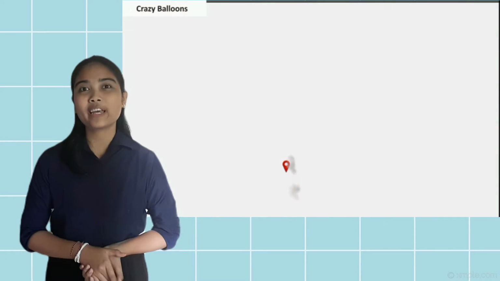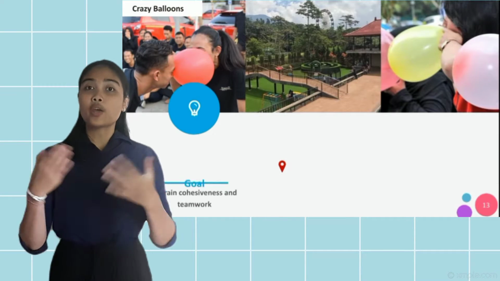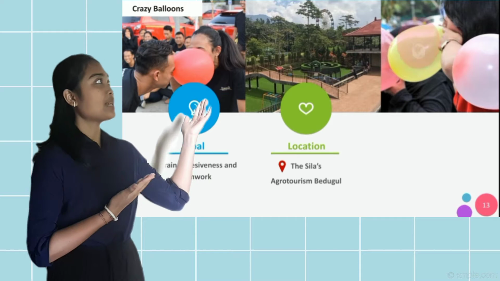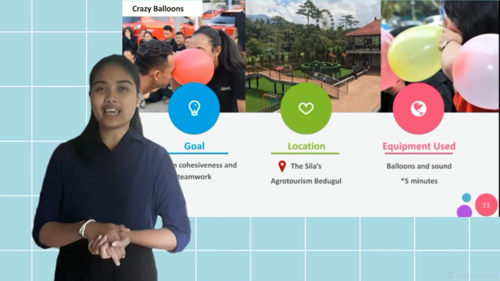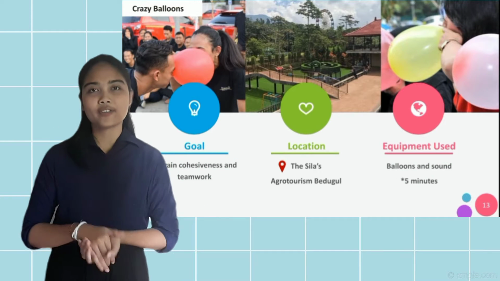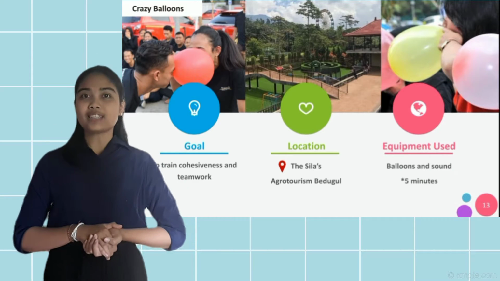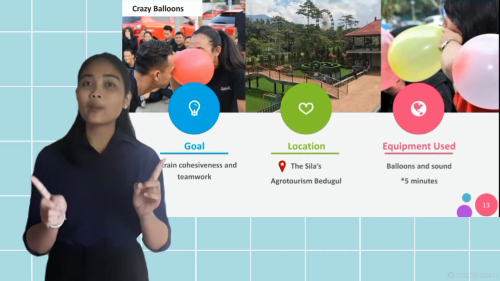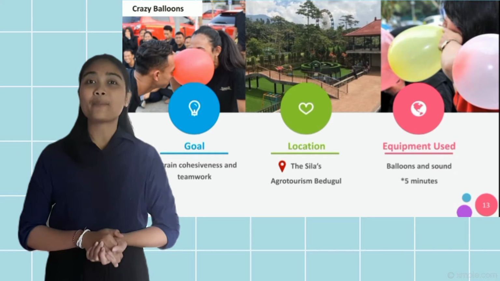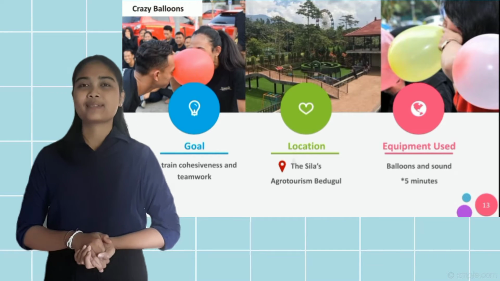Alright, now I will explain the first activity, called crazy balloons. As you can see in the PowerPoint slide, the goal of this game is to train cohesiveness and teamwork, in which the team must work together and set a good strategy to win this game, but still pay attention to balance and speed in passing balloons to their teammates.